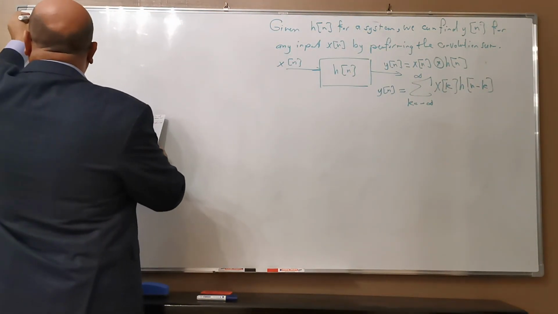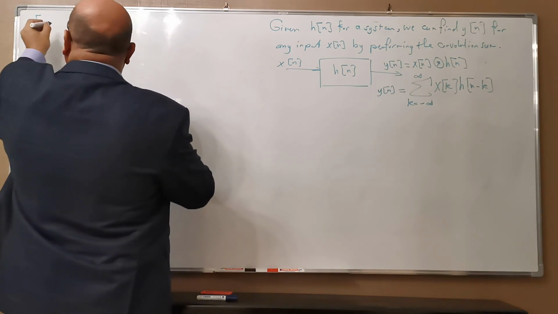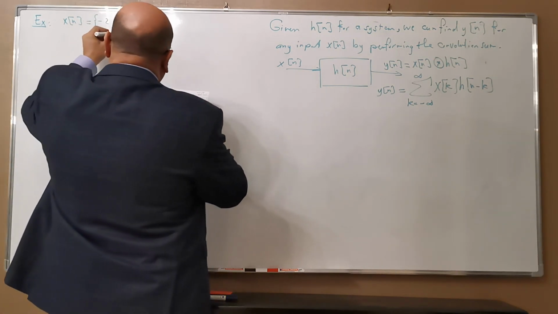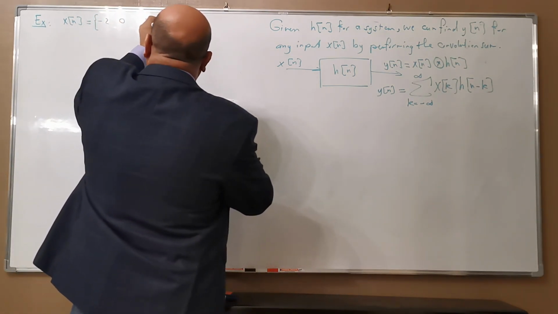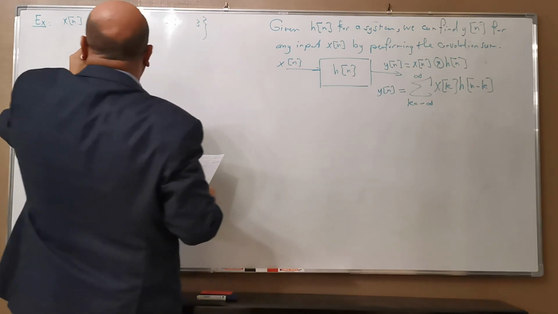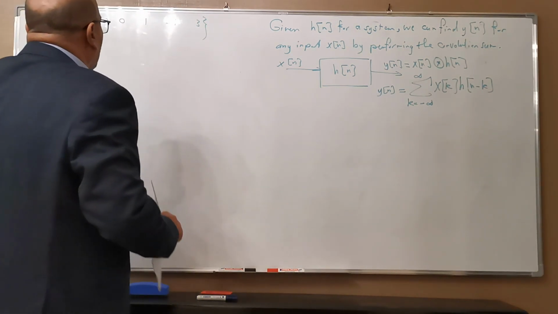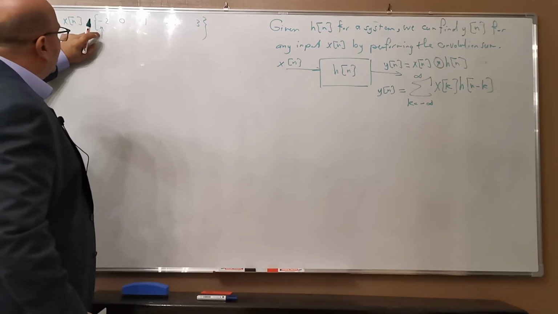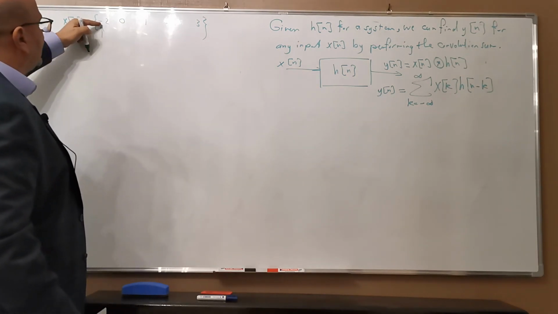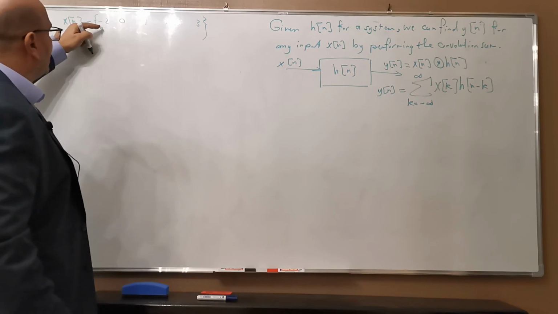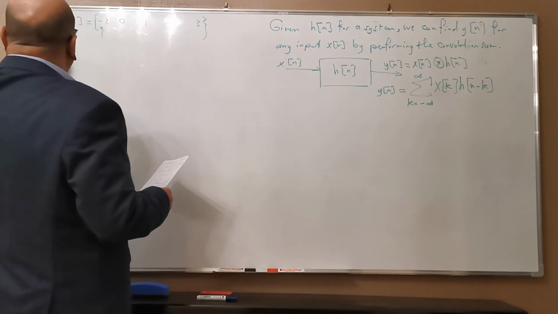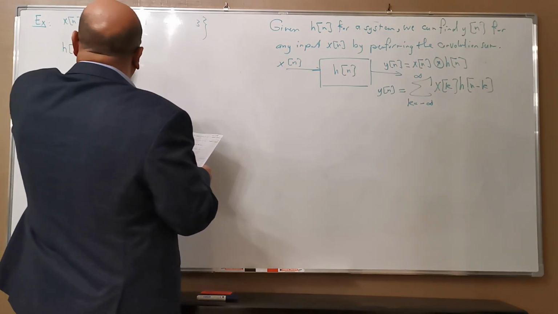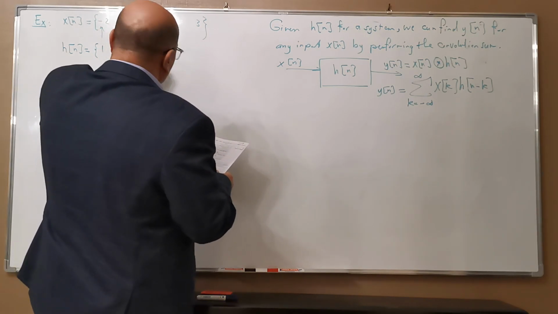I'm going to take the following example. We have x of n equal to minus 2, 0, 1, minus 1, and 3. When we have the 0 here, even if I don't put the arrow, you have to be careful that if you don't put any arrow inside, then this is the default value of the arrow. So n equals 0 is the first element. Okay, and h of n is equal to 1, 2, 0, minus 1.